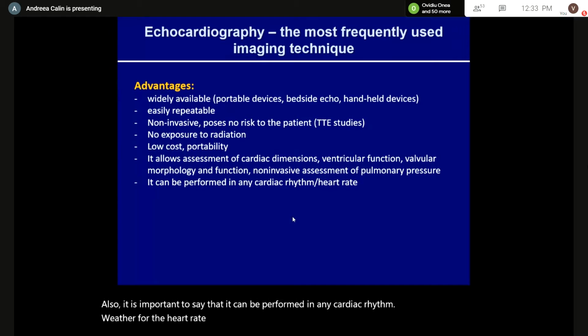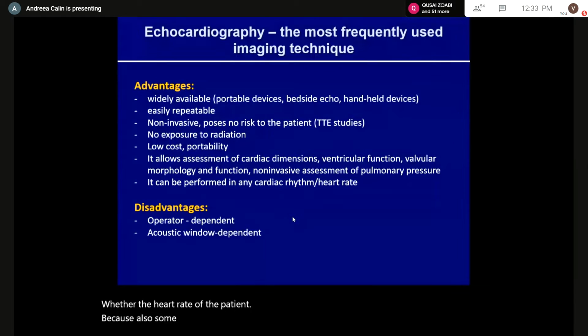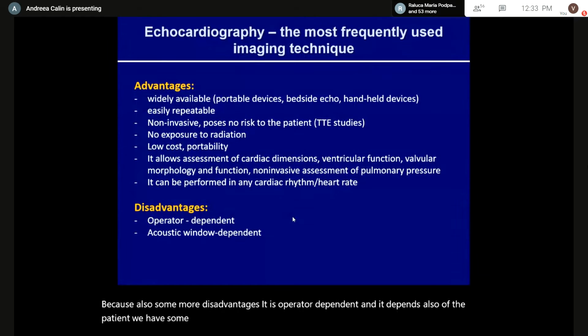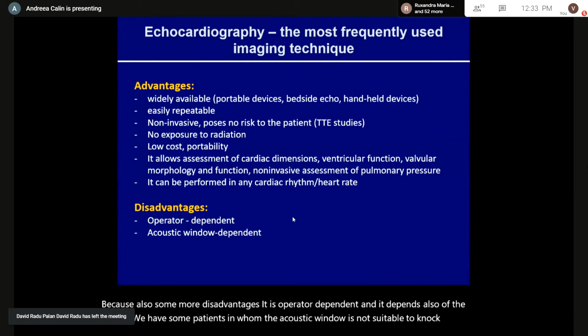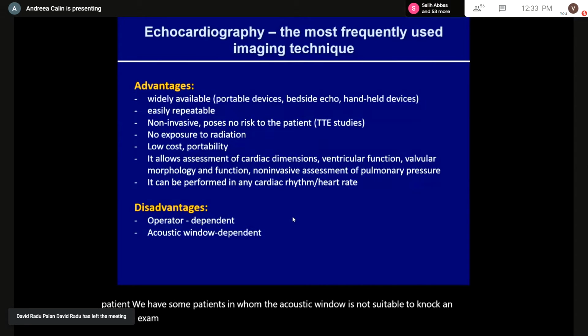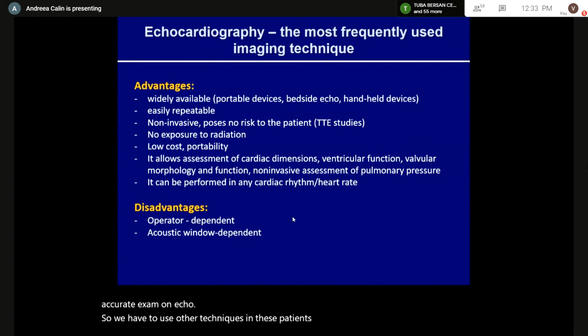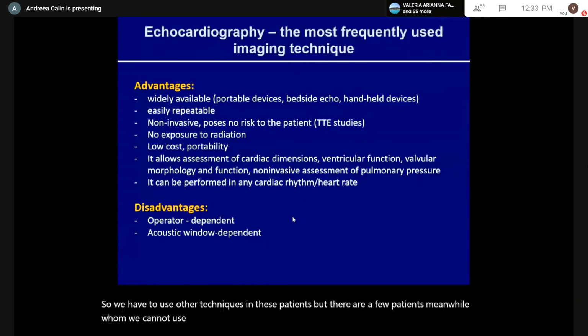Also, it is important to say that it can be performed in any cardiac rhythm, whatever the heart rate of the patient. It has also some disadvantages. It is operator dependent, and it depends also on the patient. We have some patients in whom the acoustic window is not suitable for an accurate exam on echo. So we have to use other techniques in these patients, but there are a few patients in whom we cannot use echo. Very obese patients, for example.